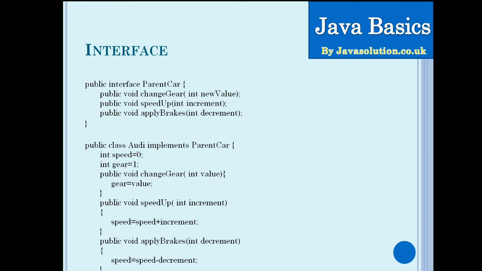And then I create a class Audi which implements ParentCar, which is an interface, and then it must provide the implementation for the methods defined in the ParentCar interface. So it is providing that implementation here.